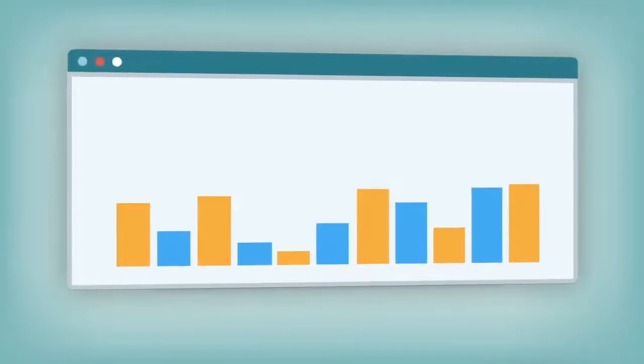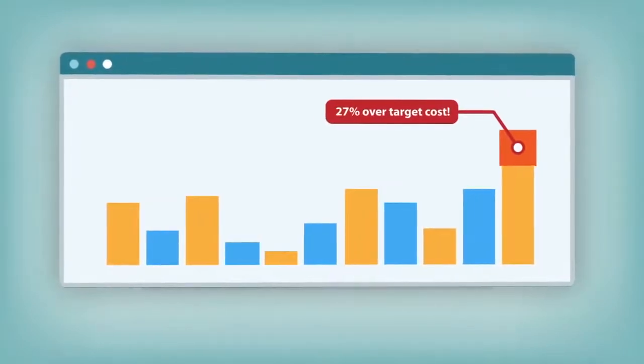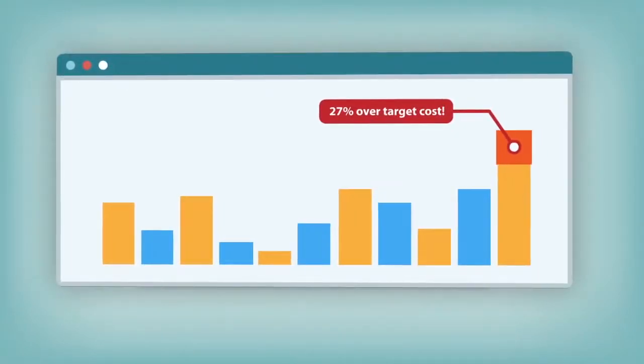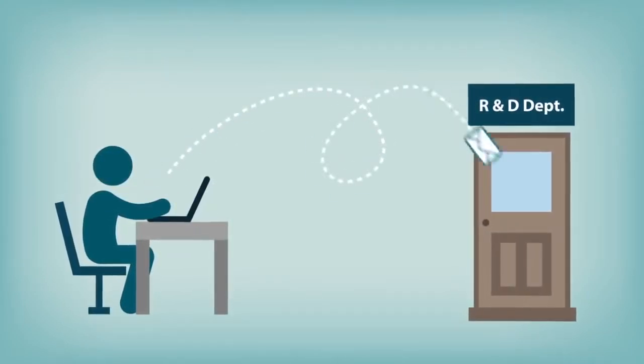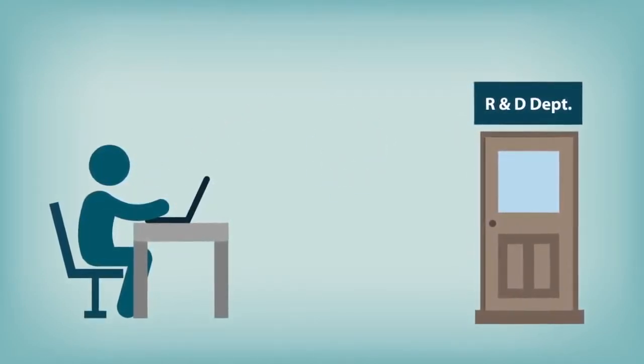As it turns out, one of the company's key new products, the AP330 project, is over target cost by 27%. The CEO quickly fires off an email to Julie, the head of R&D, asking if she can dig into the issue and provide more details.